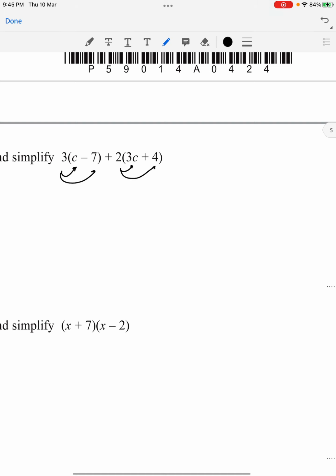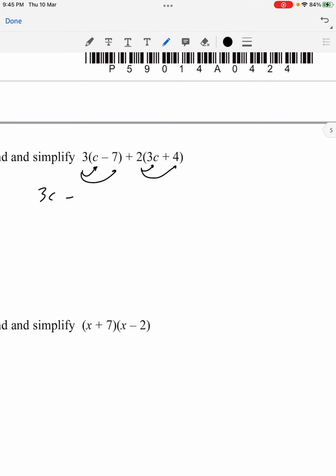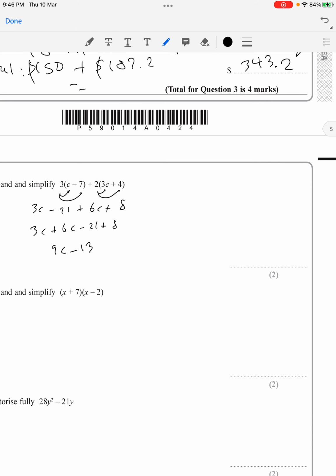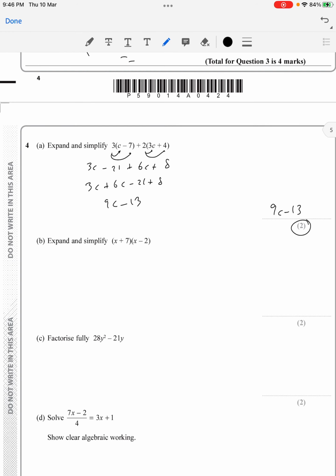So we're going to expand the brackets. 3 times c is 3c. 3 times 7 is 21. Plus 2 times 3c is 6c, plus 2 times 6 is 12. So we group all the like terms together. Once you group all the like terms together, you should get about 9c minus 13. So you should get good marks for 2 marks. And I'll show you, working is very important.